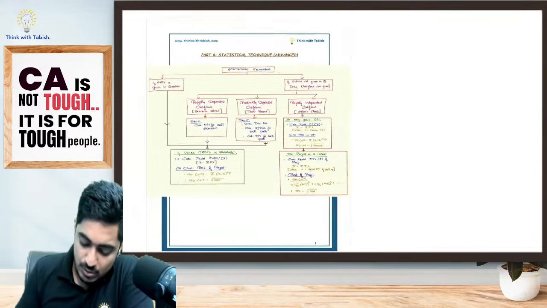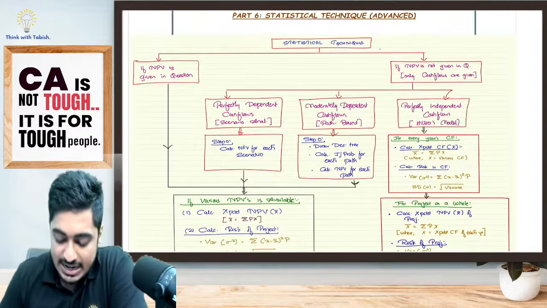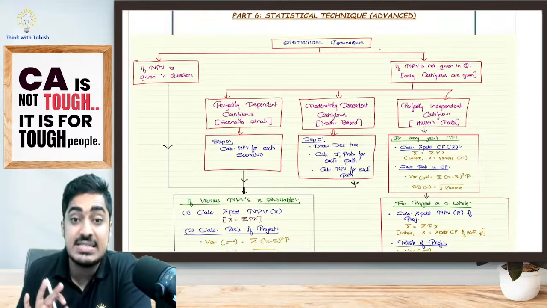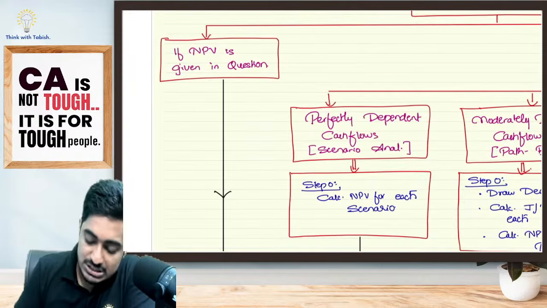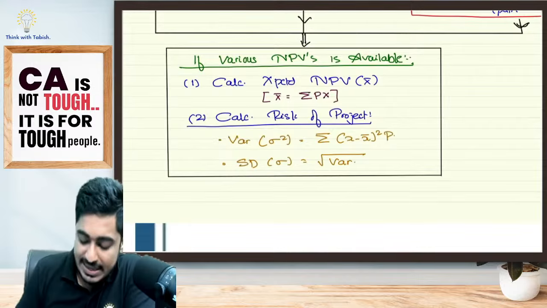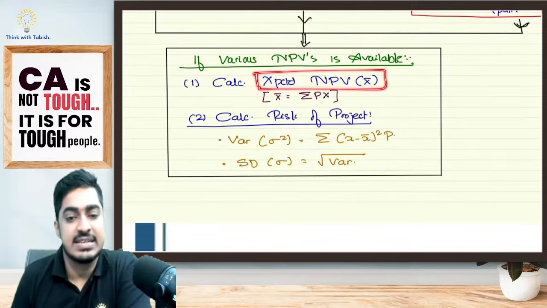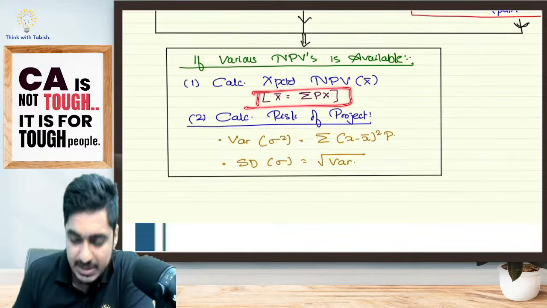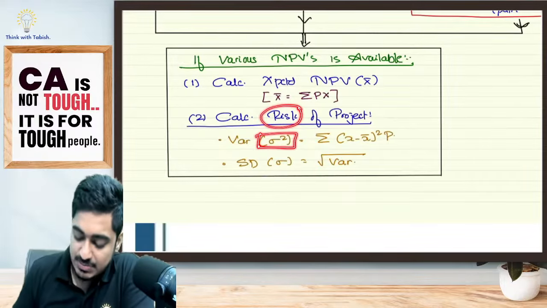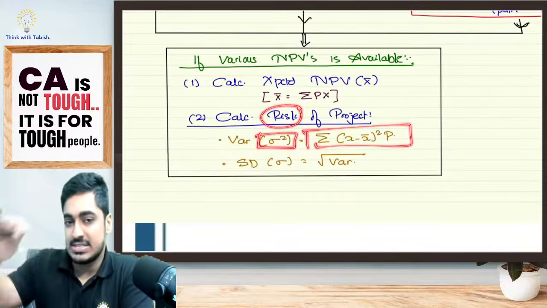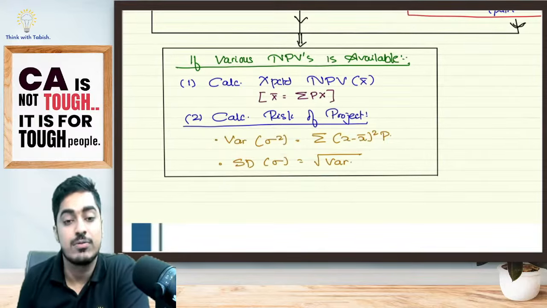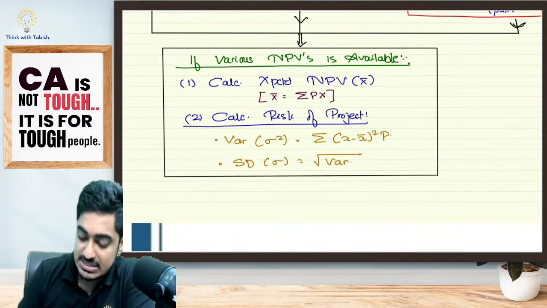Now we will go to the next point, which is advanced statistical techniques. Statistical technique basics we have told, that is, in the question, if NPV is given, what we have to do? Simple, calculate expected NPV, that is X bar, which is summation P into X. Based on that, calculate risk, that is variance, sigma square, which is summation X minus X bar whole square into P, or standard deviation, which is square root of variance. This one we have discussed.